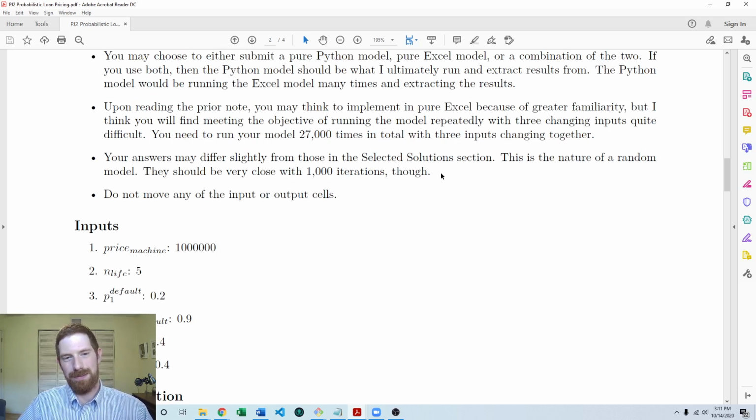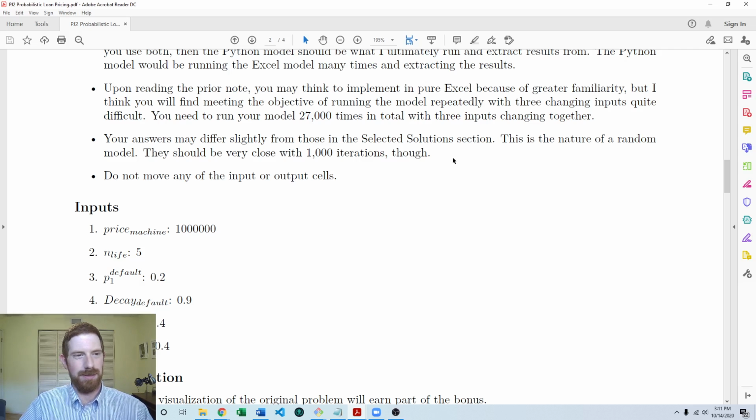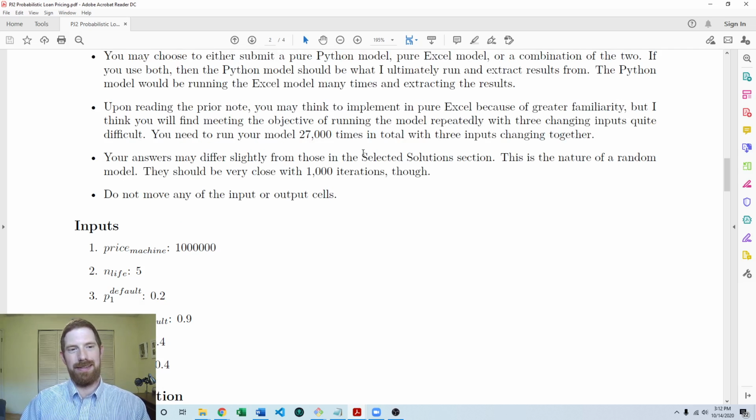Another thing to note about the fact that this is a random model, or at least if you're going with the internal randomness approach, which the vast majority of students will do and should do, is that I'll be providing solutions here. We'll have them down below in this document. But when you run your model, even if everything is perfectly correct, you're not going to match up exactly with the solutions because it's random. The numbers are going to be different every time you run it.